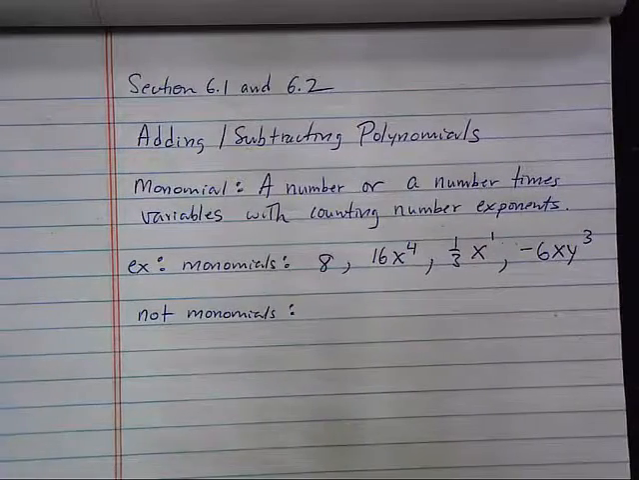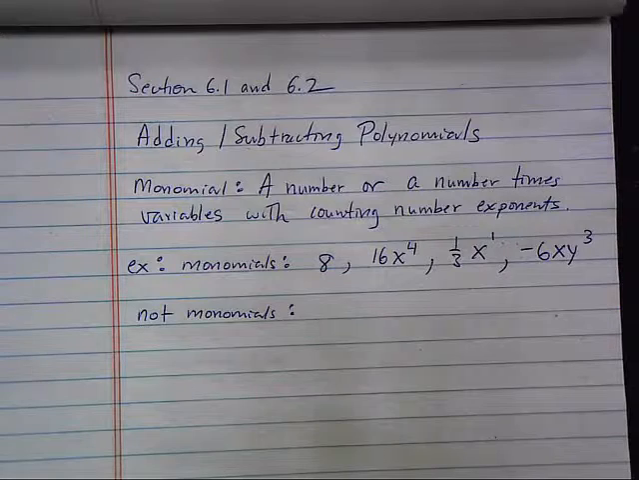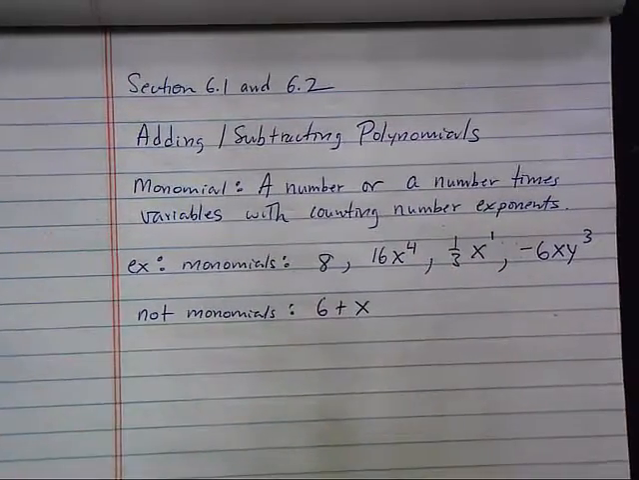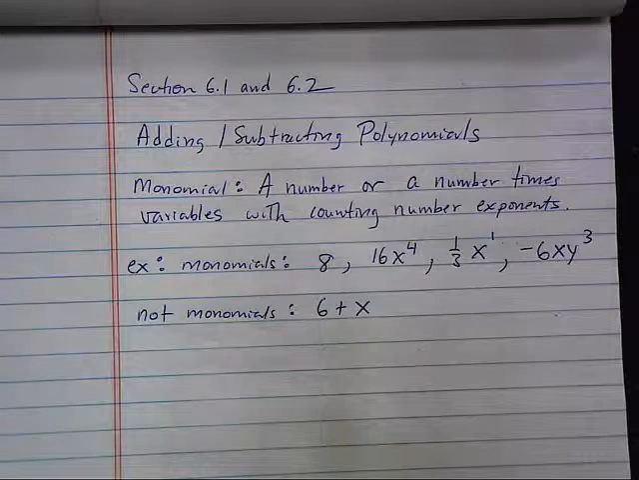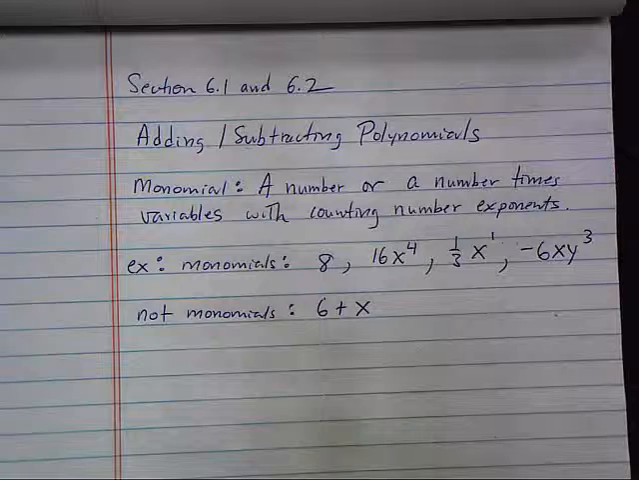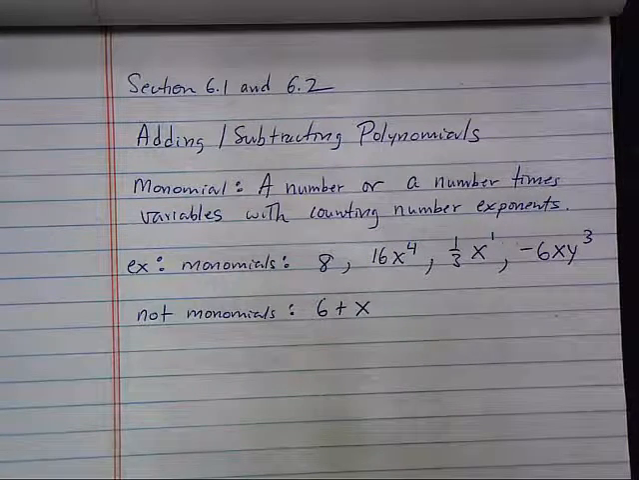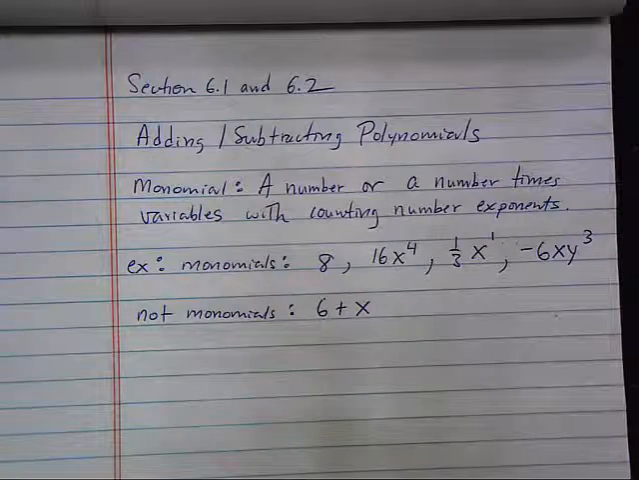All right, so here are some things that are not monomials. Can you give me some examples of things that would not be monomials? Six plus x. Very good. That is not a monomial. Why not? Because it's not multiplying, it's adding. That has another name, though. That one's called a binomial because it has a monomial plus a monomial. So that one does have a name. It's called a binomial. But it is not a monomial. That was the correct answer.